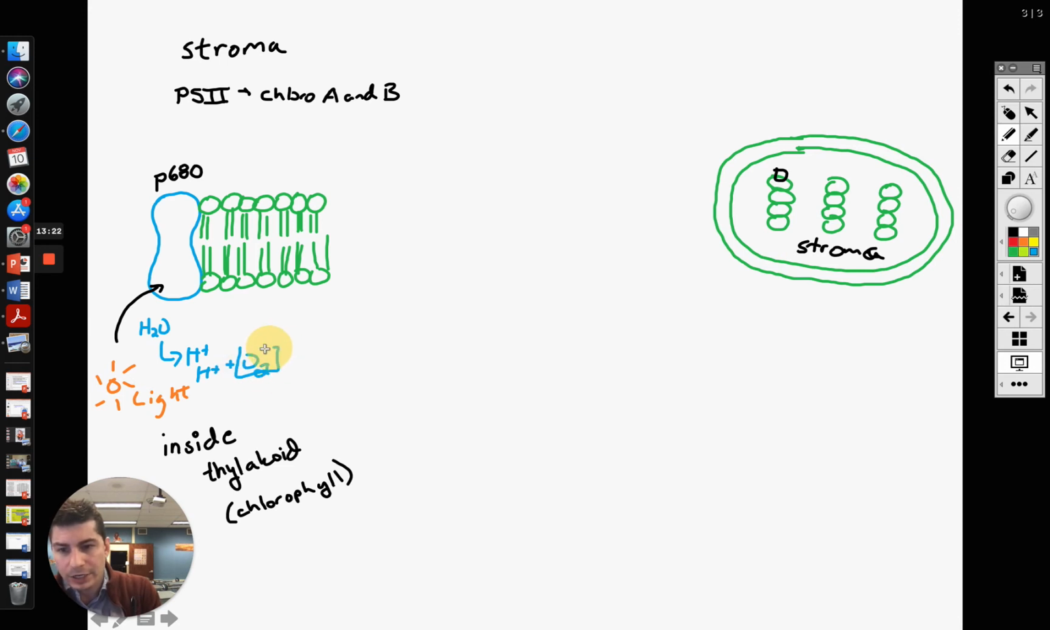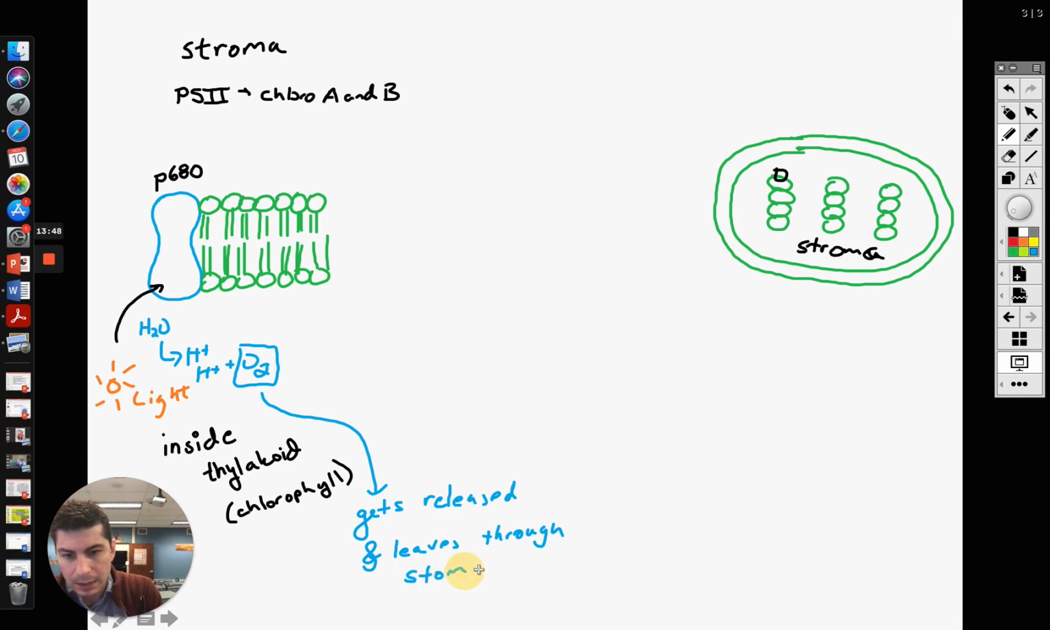Where does this oxygen go? Oh, that was a bad square there. Let's try that again. Where does this oxygen go? The oxygen gets released and leaves through the stomata. Cool. All right. What's going to happen here, guys, is we have these H pluses, which are essentially just protons. We are also going to get some electrons out of this.